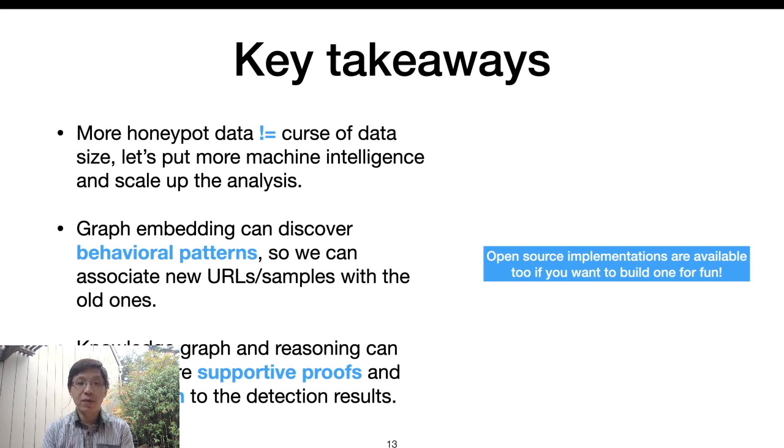The first model we talk about here, the graph embedding model, has the capability to learn in the graph by walking in the graph and learning the sequences, and find the embedded space. In this embedded vector space, the same behaviors get close together. So we can find that a new URL can be associated with old URLs in the very close embedding space.